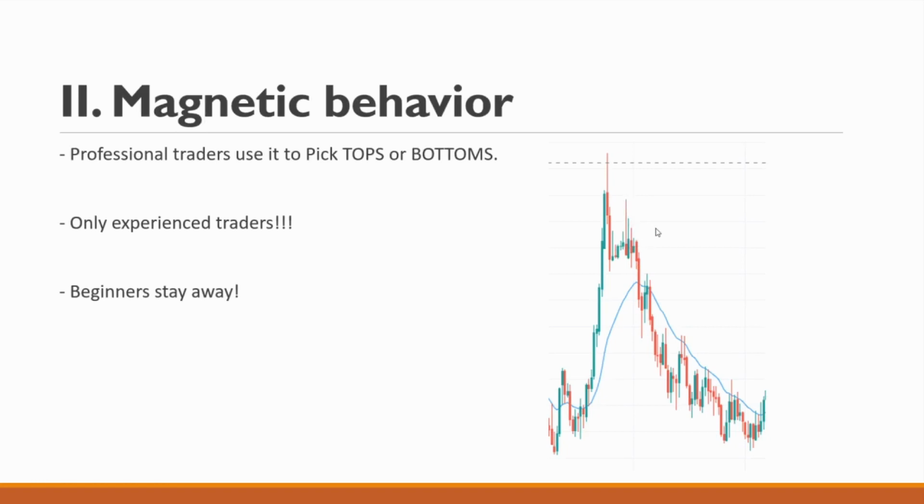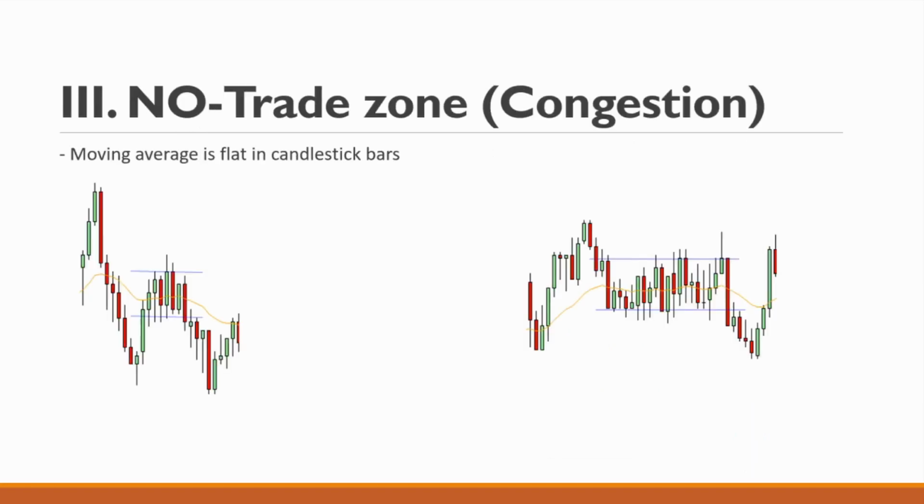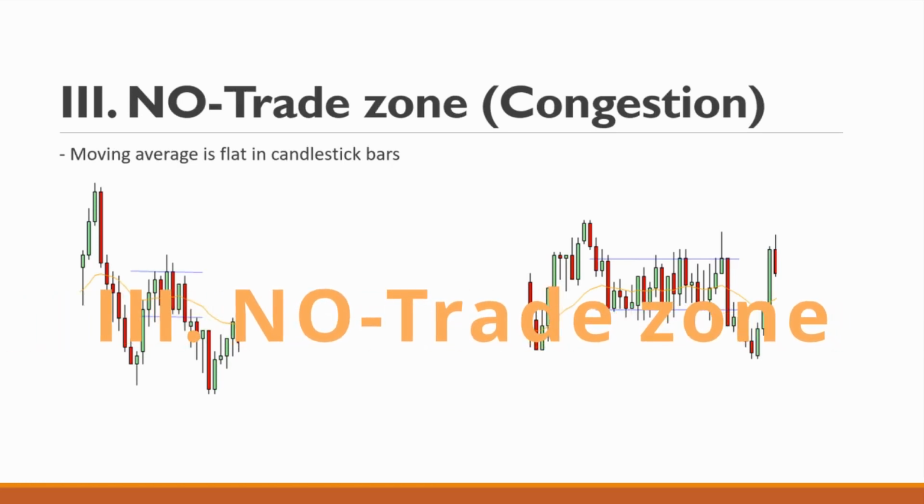But just as I said, professional traders use this fact to look for a setup to pick tops or bottoms, especially in trading ranges. Now, picking tops or bottoms is a very suboptimal strategy and should be used only by very experienced traders. Beginners should in no way try to pick tops or bottoms until they have learned to read the market properly. The third way to use EMA is what I call no trade zone, congestion.